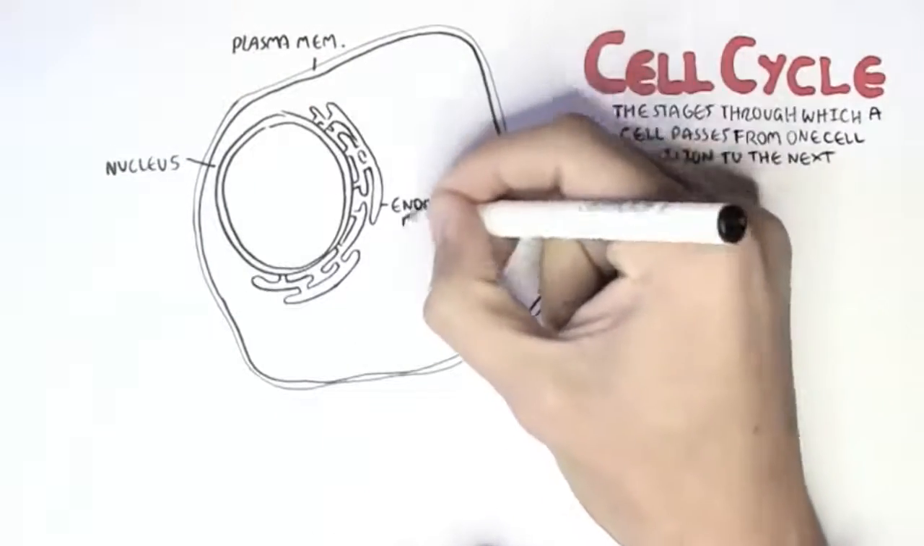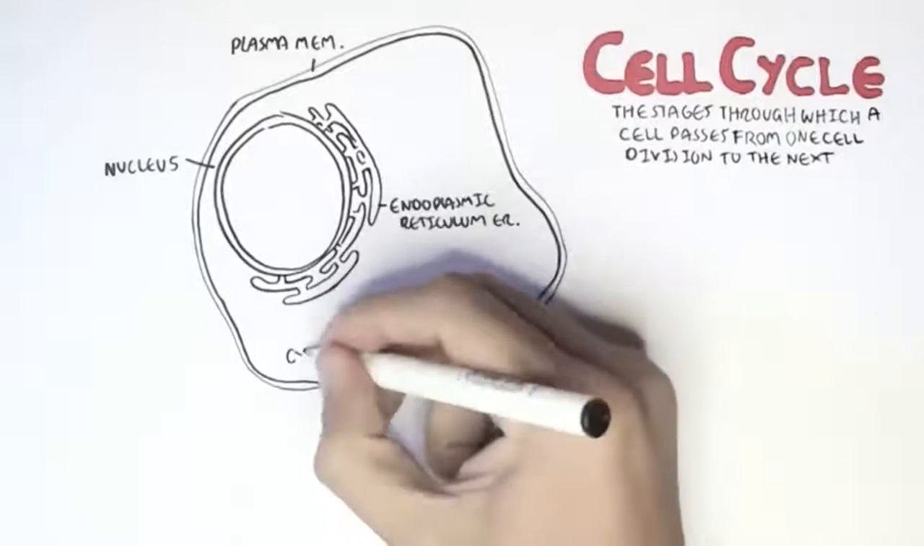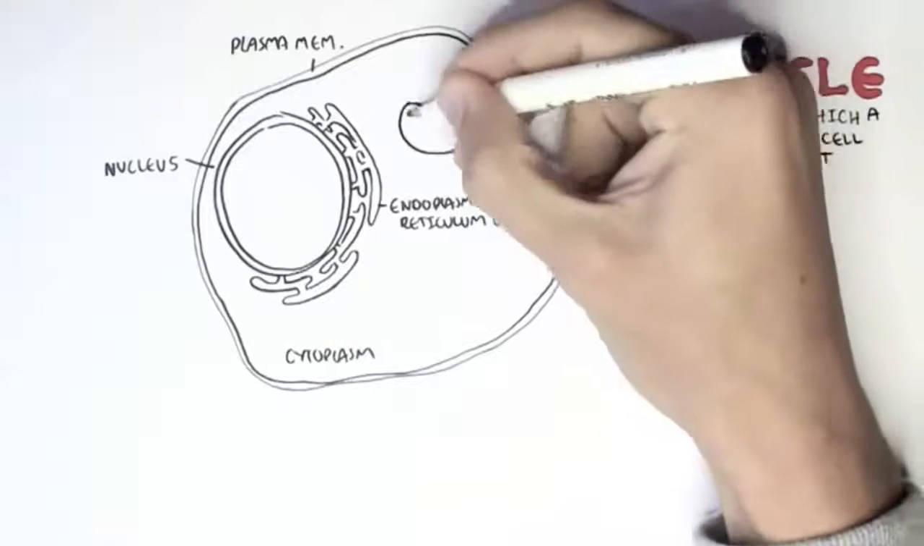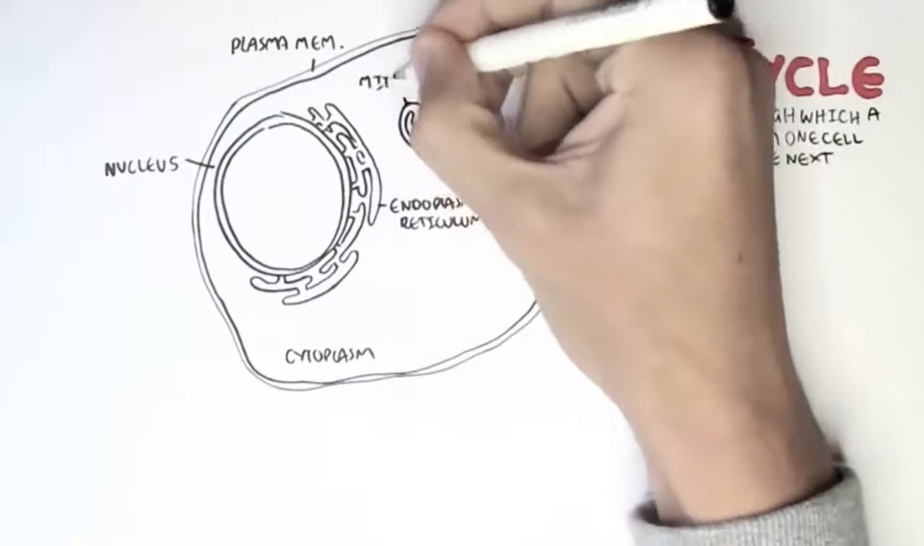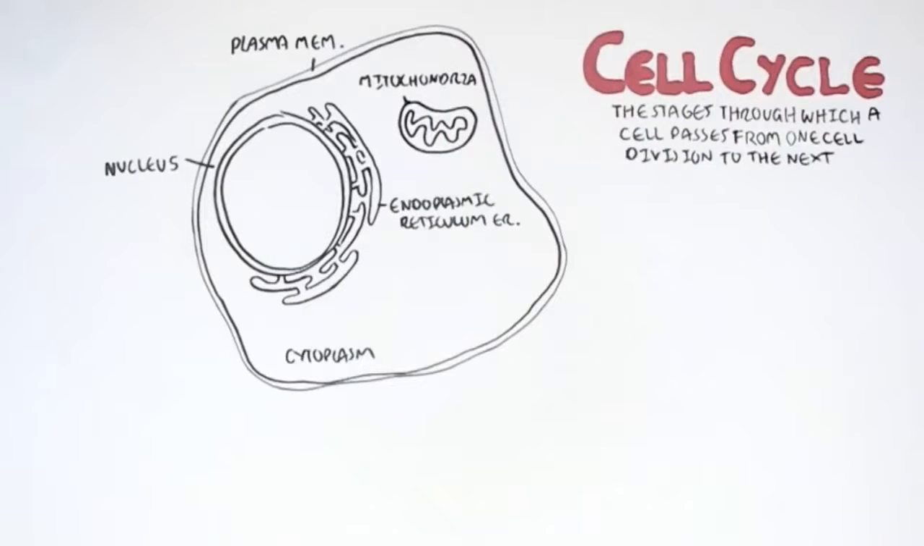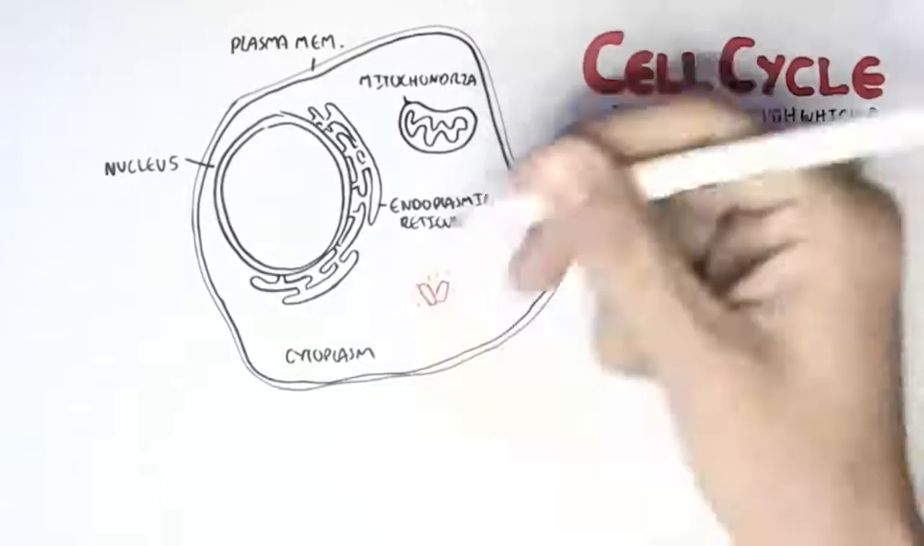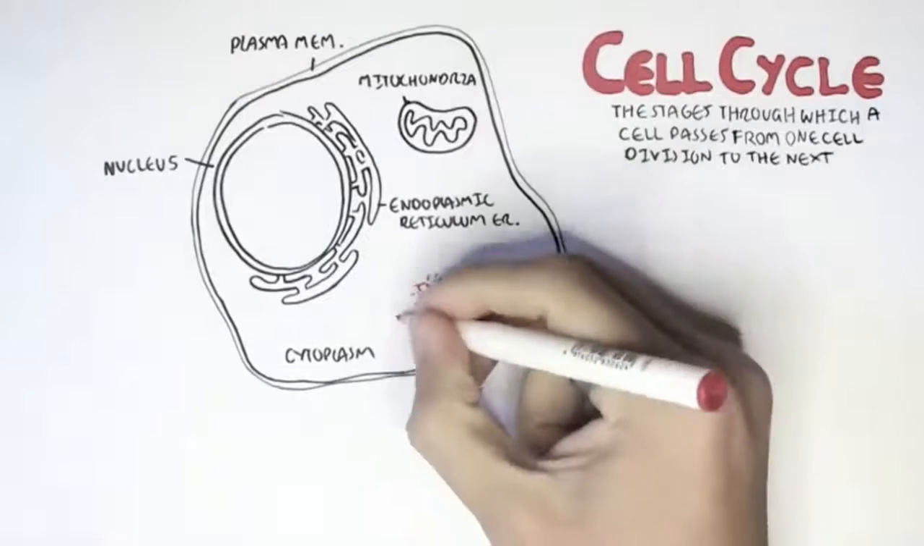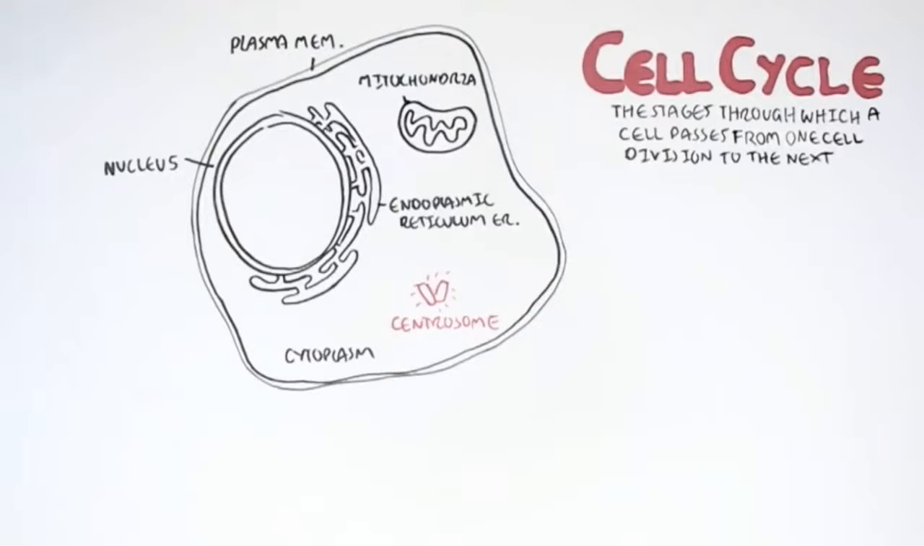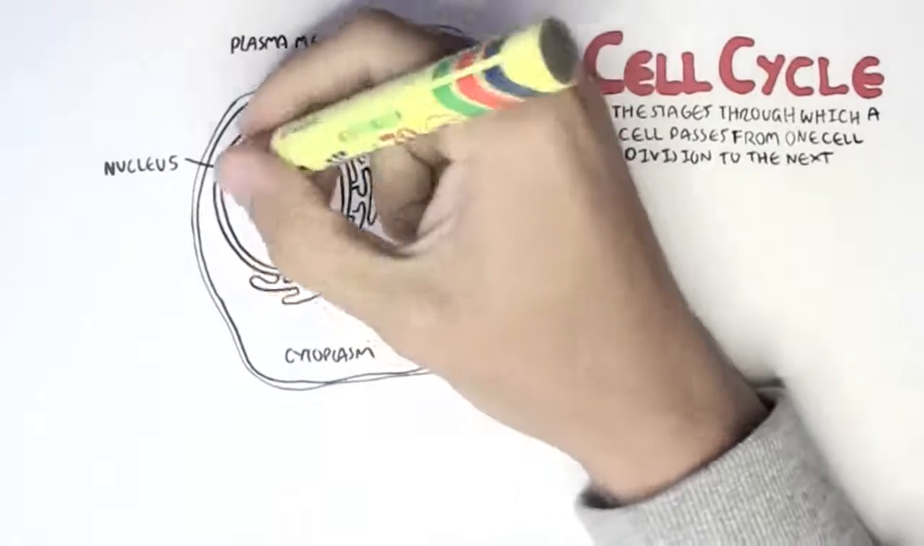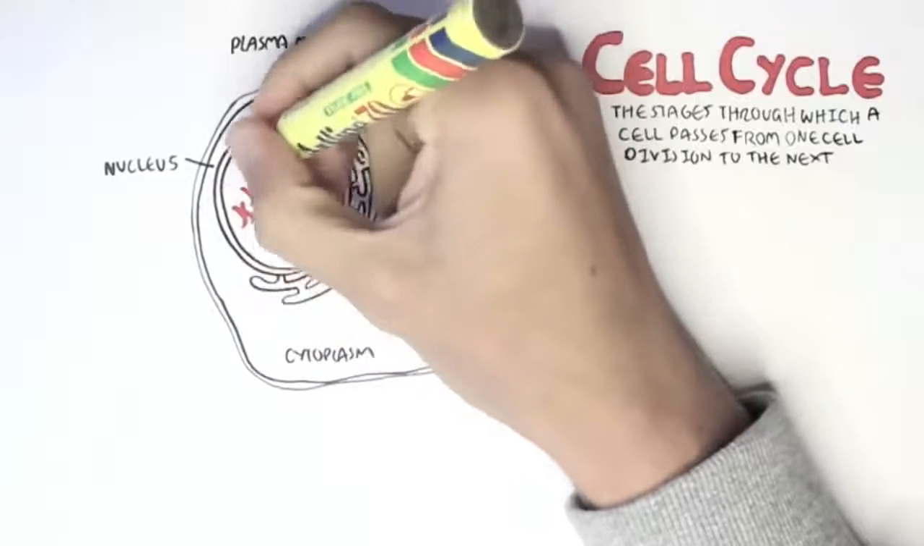The surrounding area outside the nucleus is known as the cytoplasm. The cytoplasm contains many cell organelles, such as the mitochondria, which is the cell's powerhouse. It makes ATP. And also, there's Golgi, which I haven't drawn. But the main thing to take out of this is that in the cytoplasm, we also find centrosomes. Centrosomes are important in cell division because they actually help in separating the cells with their microtubules.